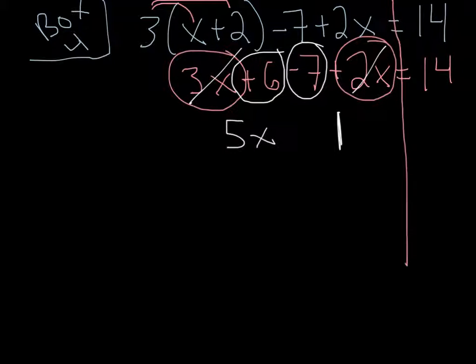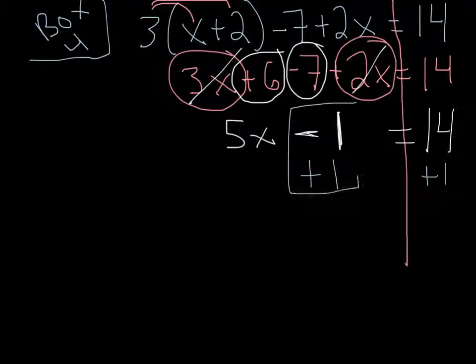And when I look in here, there's 6 positives and 1 negative. That means there's more negatives. And so I'm going to put a minus 1, and that equals 14. So now I've made it into a two-step equation, which should be easy enough to finish. I'm going to add 1 to both sides. These will cancel, of course, and you get 5x equals 15.